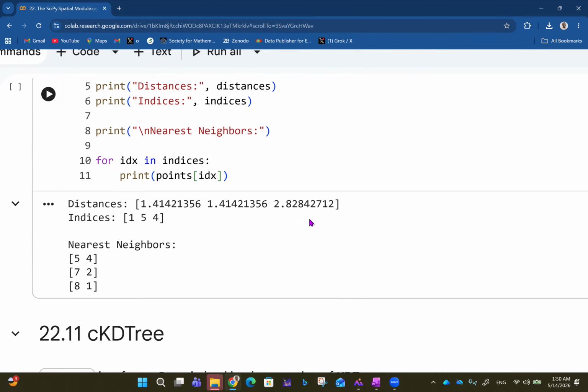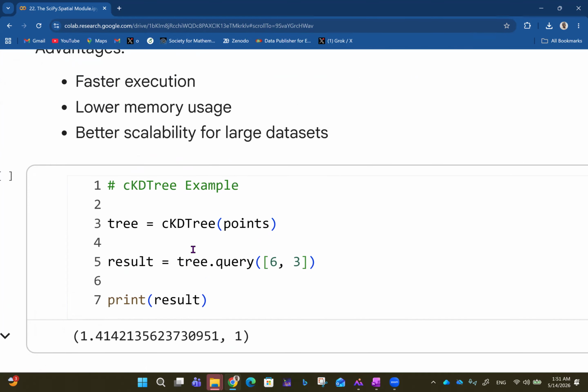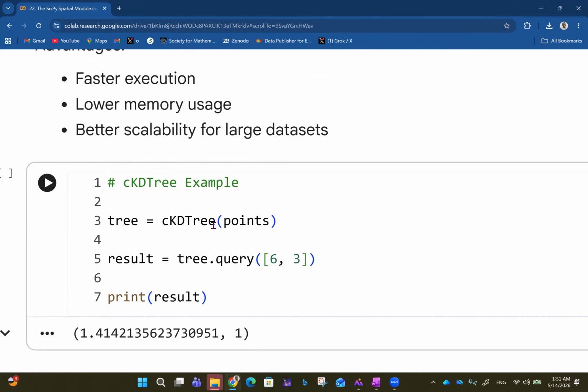So you know you want to check your options and decide. Then we have cKDTree. cKDTree is a faster, C-optimized implementation of KDTree, and the advantages include faster execution, lower memory usage, and better scalability on large data sets. So if you have tree, it is cKDTree of the points.